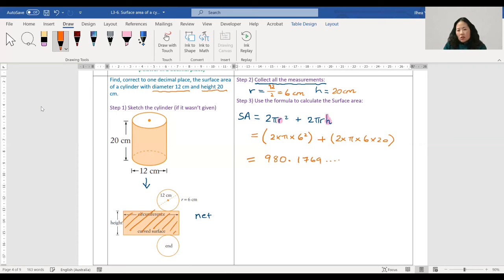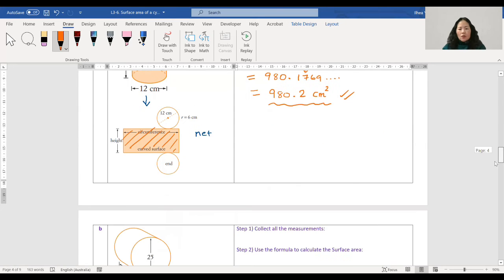980.1769... but it says correct to 1 decimal place, so we need to answer the question correctly. So 980.2, because the second decimal place is bigger than 5, so it rounds up to 2, and my units are square centimeters because it's surface area. All right, next question.